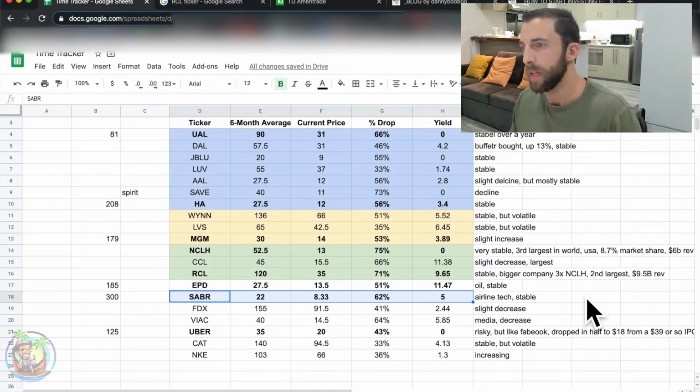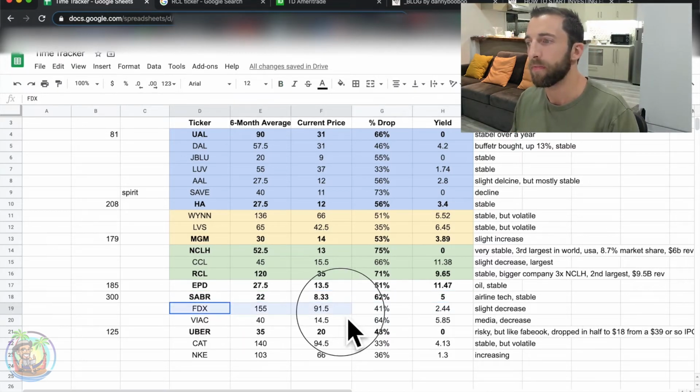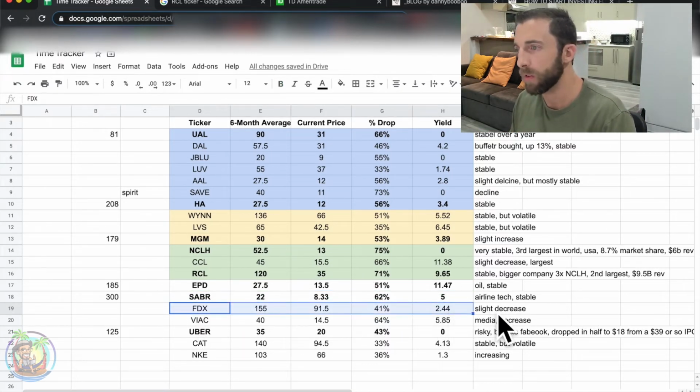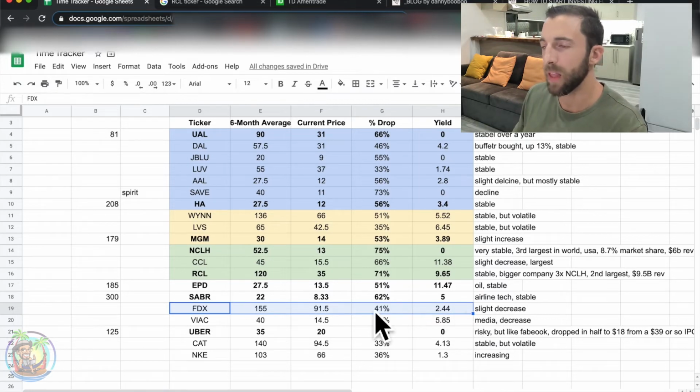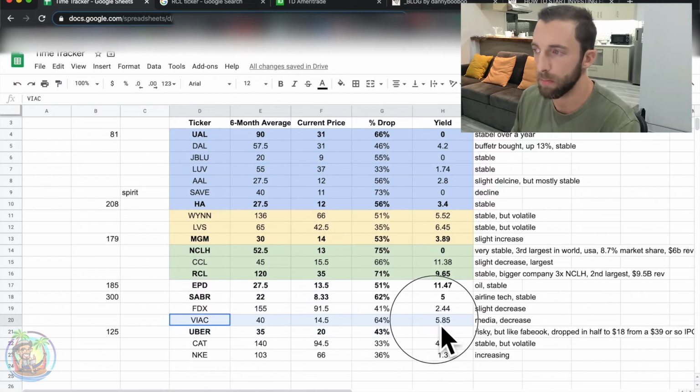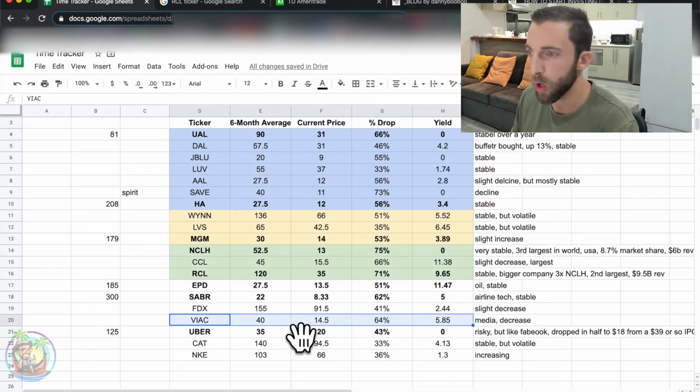This is FedEx, you know, that wouldn't be bad. Slight decrease over the past year, nice yield, dropped a lot. I think it'll be around. It's probably a safe investment. Viacom, huge, gigantic media corporation, safe investment probably.